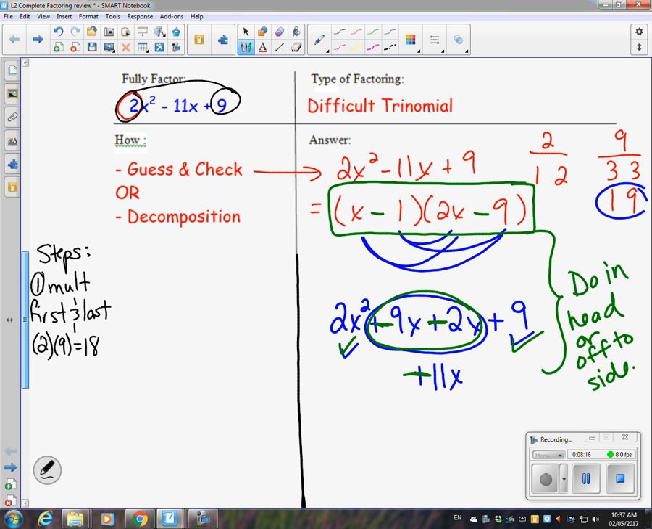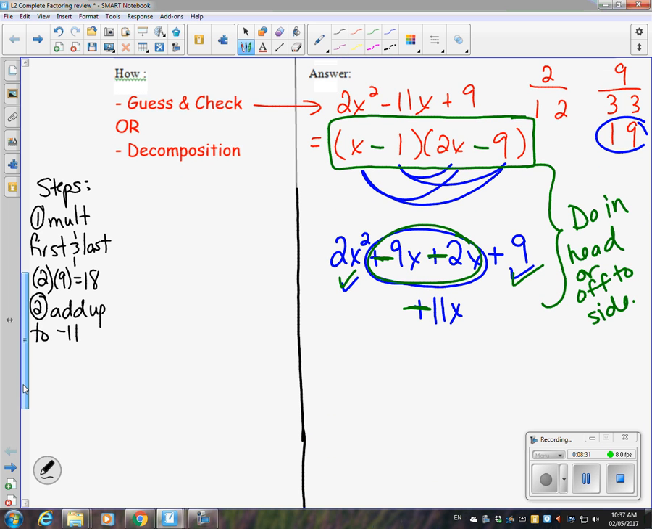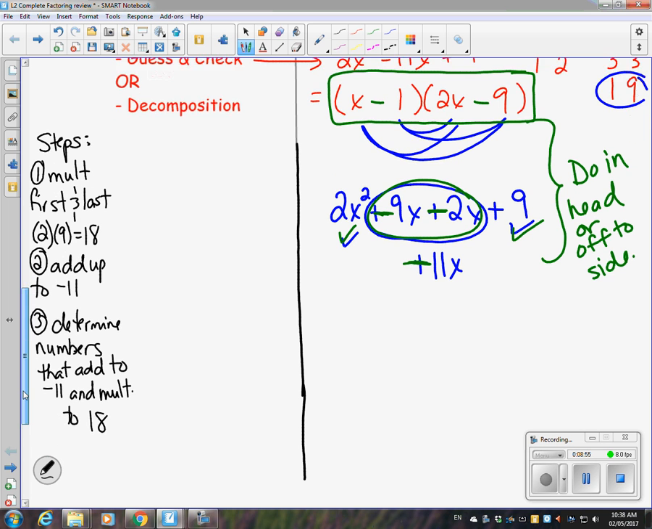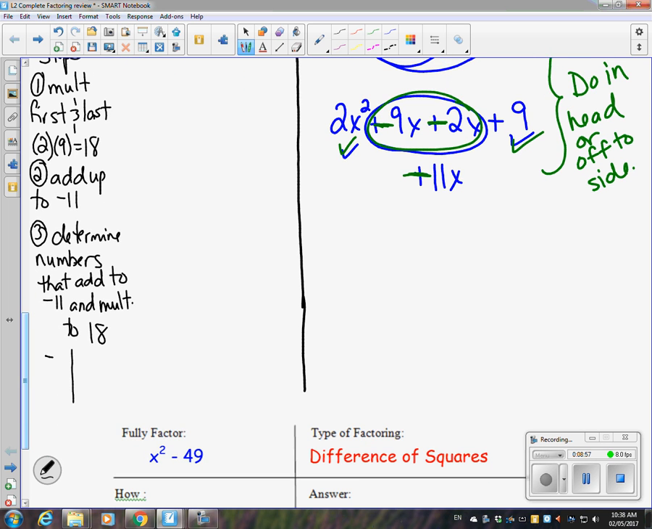And I would get 18. And then I look at what it adds to. So I make note that the middle adds up to negative 11. And then I want to find or determine numbers that add to negative 11 and multiply to 18. So I'm going to look at what multiplies to 18.